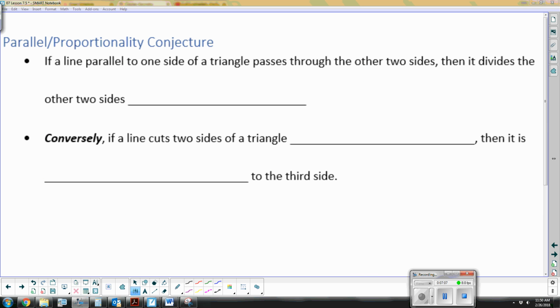Then let's look forward to this next conjecture, the parallel proportionality conjecture. If a line parallel to one side of a triangle passes through the other 2 sides, then it divides the other 2 sides proportionally.